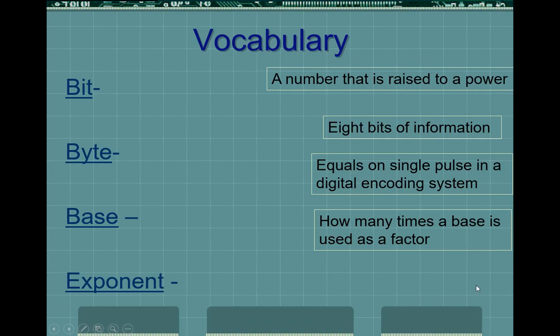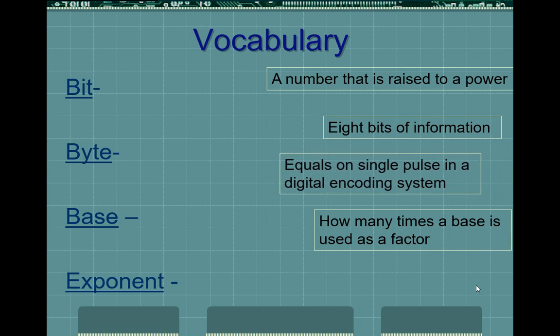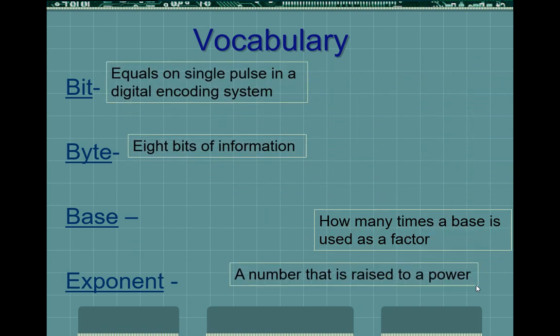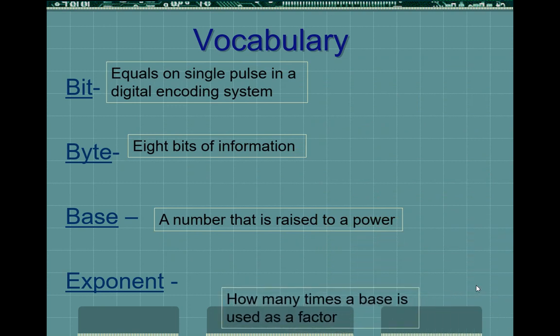Today we're going to talk about the binary number system and the decimal number system. But to begin, we need to know a few vocabulary words. We need to know bit, byte, base, and exponent.